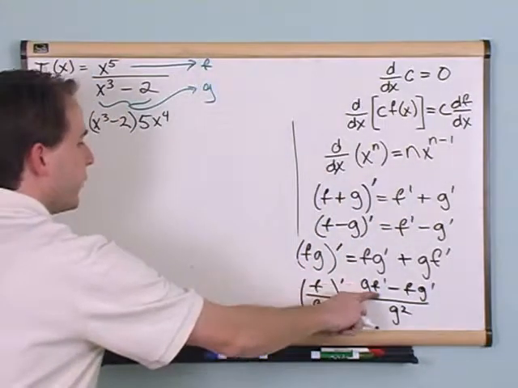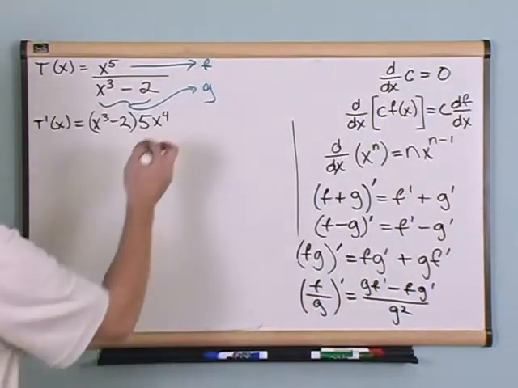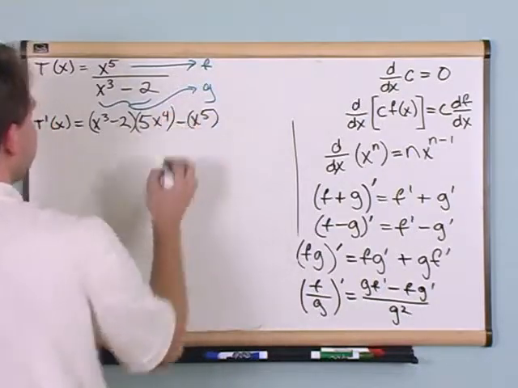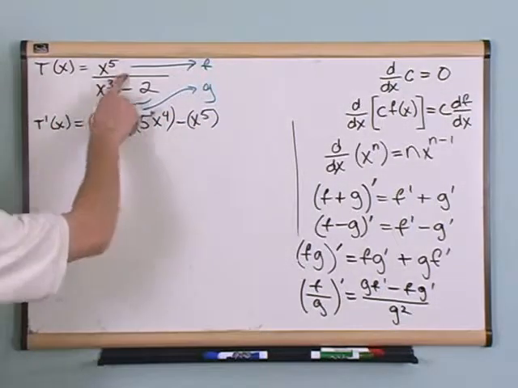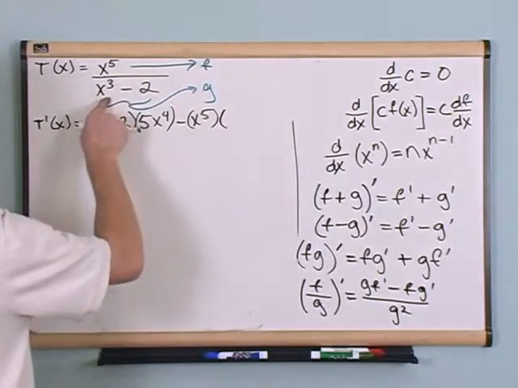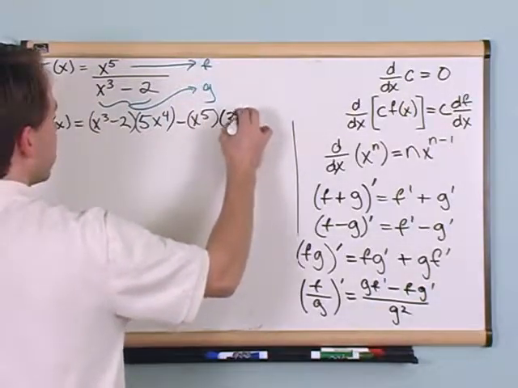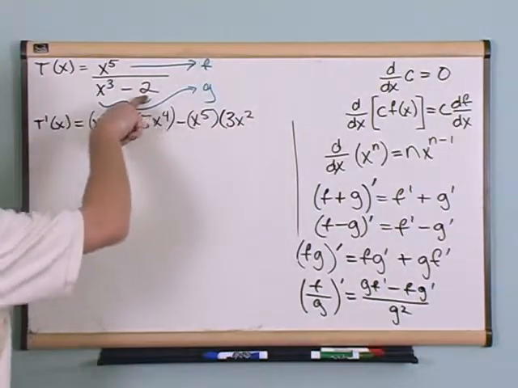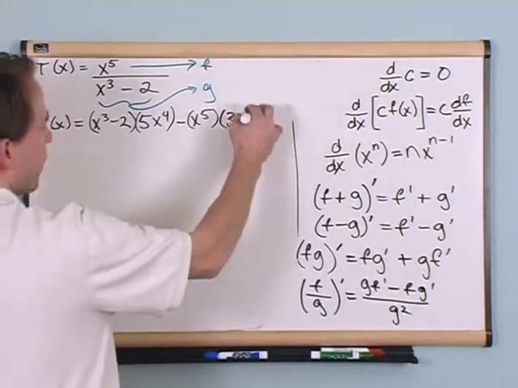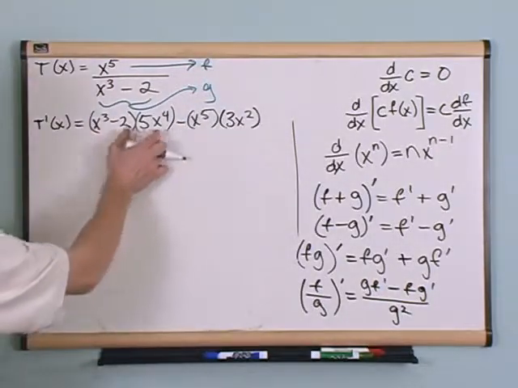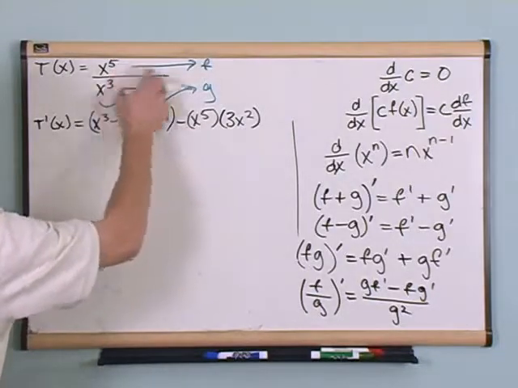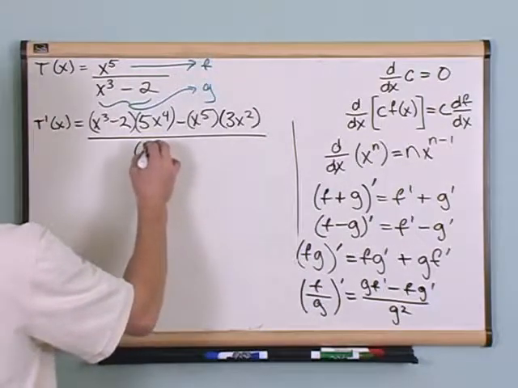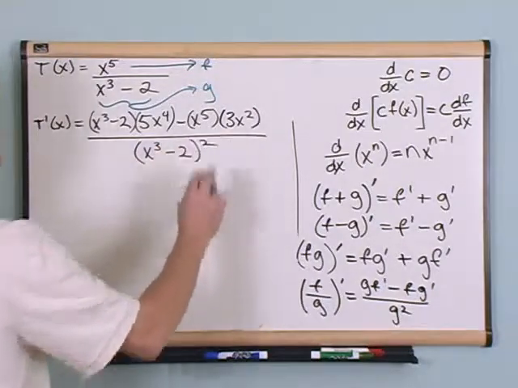So bottom times derivative of the top, that's what I've done, minus the top, which is x to the 5th. I put parentheses around these to make it clear. Minus the top times the derivative of the bottom. Derivative of the bottom, this term is 3x squared. 3 comes down, x to the 3 minus 1 power. The derivative of a constant, this negative 2 here, is simply 0, so I don't have to do anything else. So bottom times derivative of the top minus the top times the derivative of the bottom, over the bottom squared. So this is the whole enchilada on the bottom, everything squared.